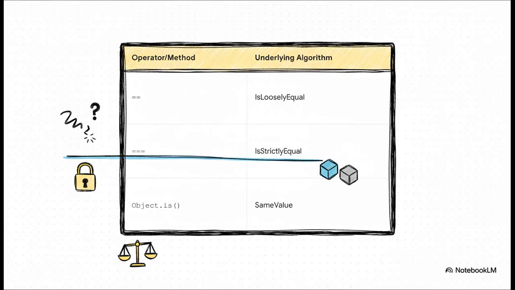Just as you'd expect, loose equality equals what's called the abstract equality algorithm. Strict equality equals the strict equality algorithm. And Object.is uses the same value algorithm. You don't need to go memorize the entire spec, but just knowing these terms exist is super helpful when you're reading documentation or debugging a really tricky comparison bug.